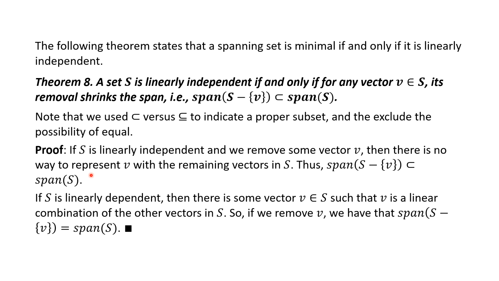We need to prove it in both directions. If S is linearly independent and we remove some vector v, then there is no way to represent v with the remaining vectors in S. Thus, the span of S with v removed is a proper subset of span S. And going the other way, if S is linearly dependent, then there is some vector v, an element of S, such that v is a linear combination of the other vectors in S. So if we remove v, we have that the span of S minus v equals the span of S.